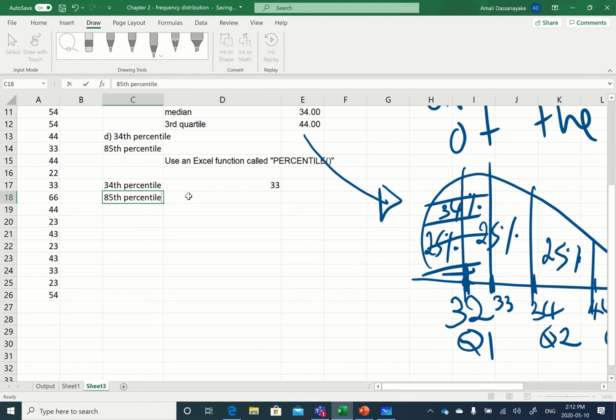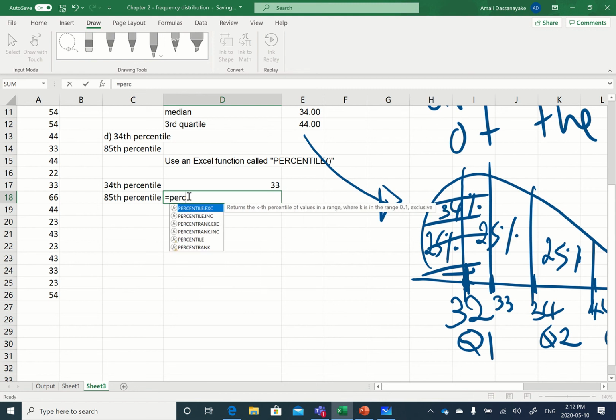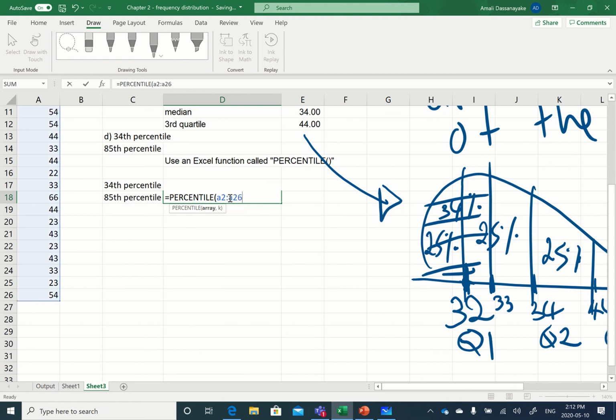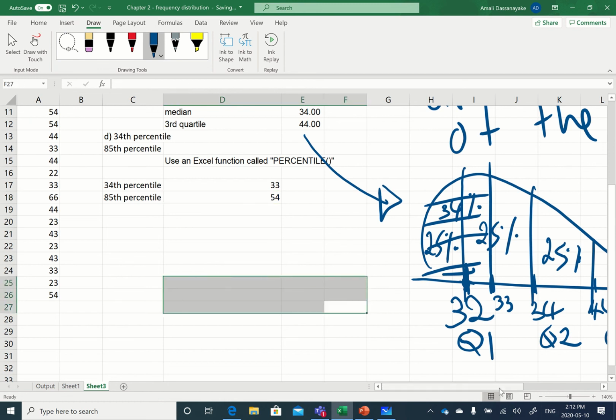So equals percentile, double click on the right function, and then select your data set or type it. So this time I'm going to type it. So A2 to A26. That's where my data is, comma. I need the 85th percentile, so 0.85. Enter. 54.